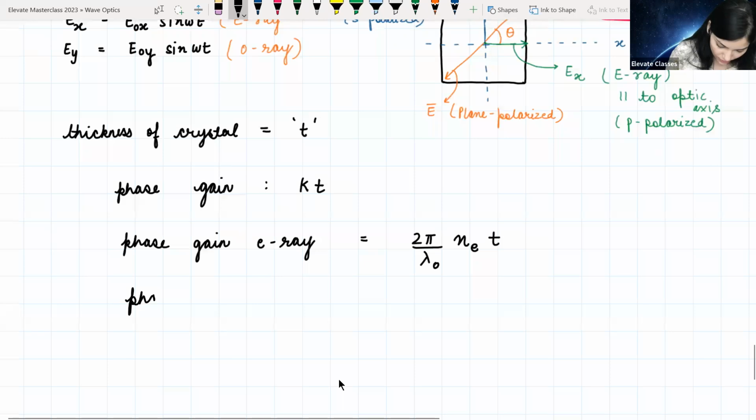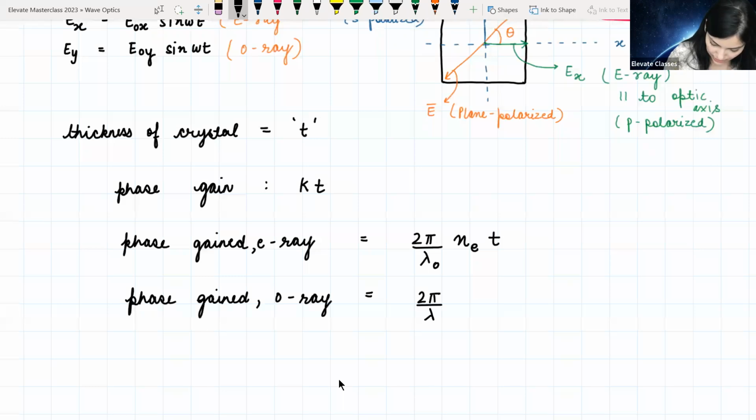So similarly, the phase gained by the O ray is going to be equal to 2 pi by lambda naught n naught t. So here maybe I should write just lambda. So here lambda means free space, okay?